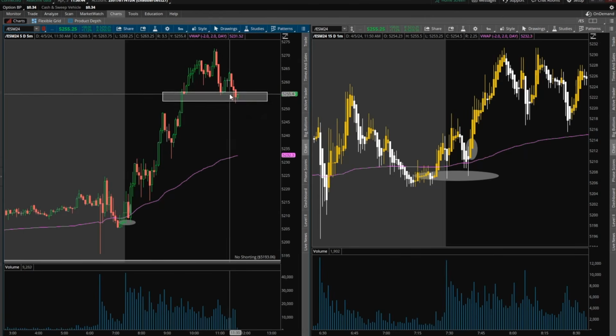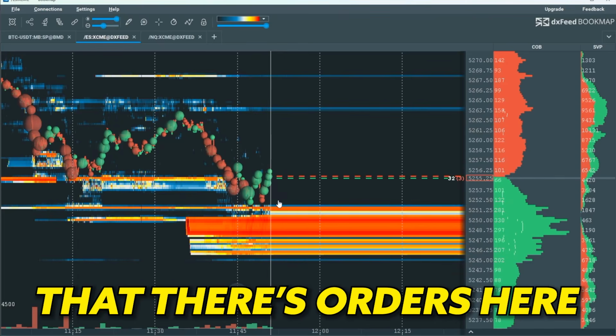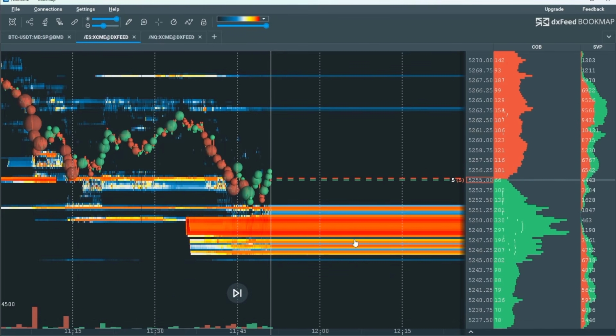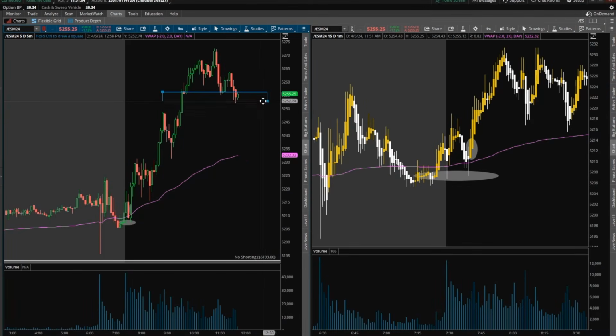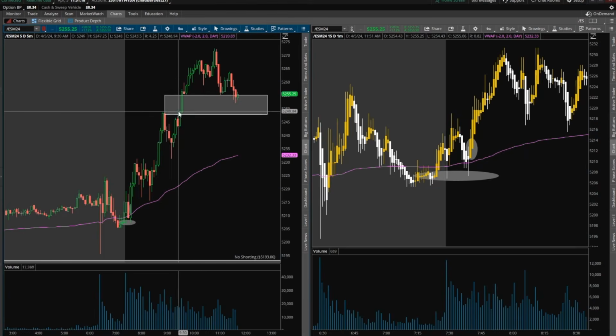So I can draw a support right here, but the reason I like using Bookmap so much, and it's a very simple way I use it, I don't overcomplicate it, is I can actually see that there's orders here. And I can actually see the bulk of the orders stop at the 245, 250 area. So what I can do is go back to the chart and extend this zone a little bit more to this area. And as you can see, this also lines up with this previous resistance here.